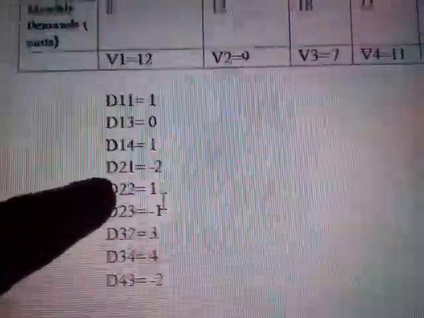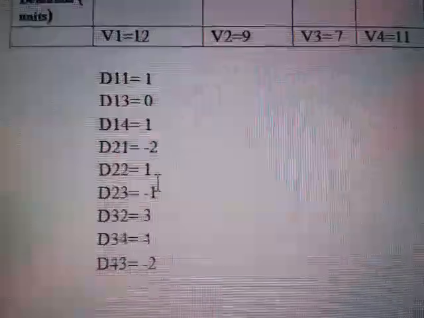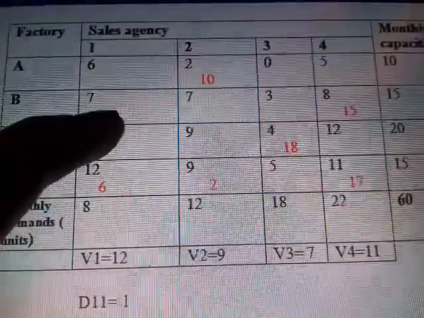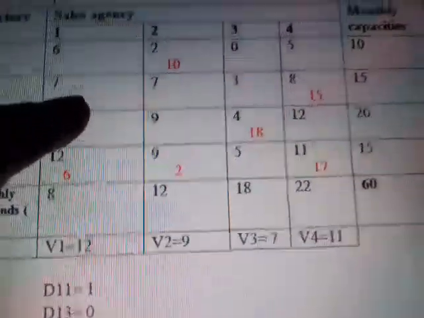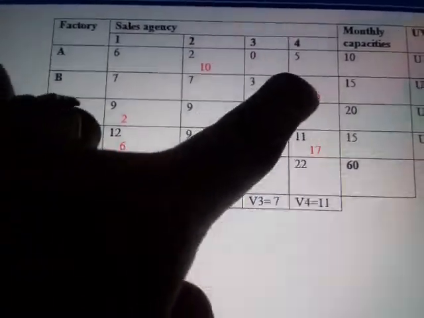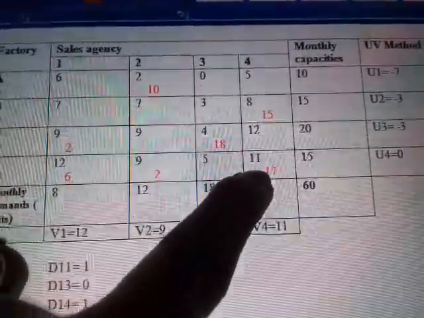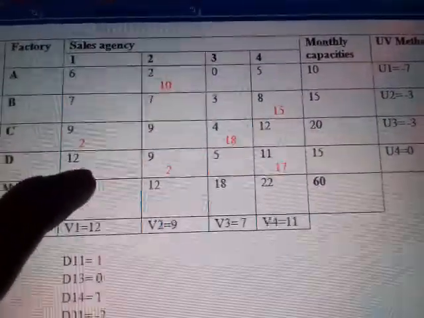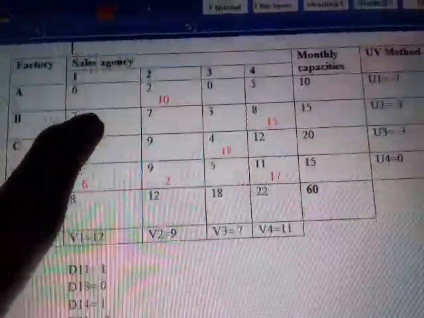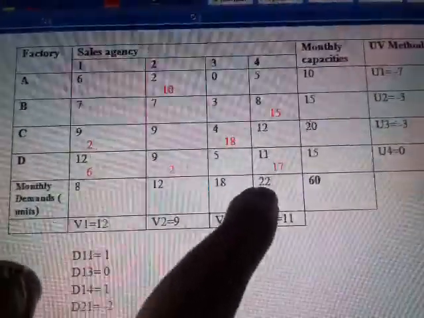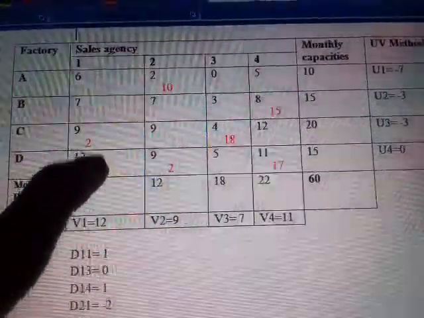So I am going to take the D21 cell. D21 means second row and first column, this one. From 7 I am going to draw a loop. How to draw a loop? The other corners should be allocated cells. So I am going to draw one horizontal line, then from here one vertical line, then from here one horizontal line, and you have to come back here. Is it clear? It's like one rectangle.